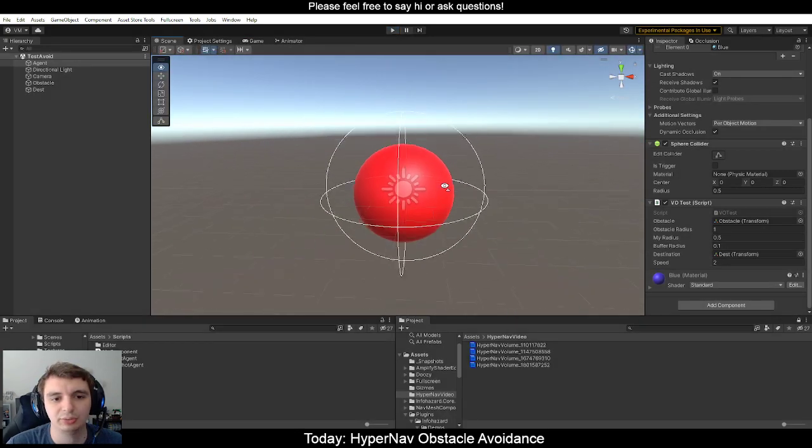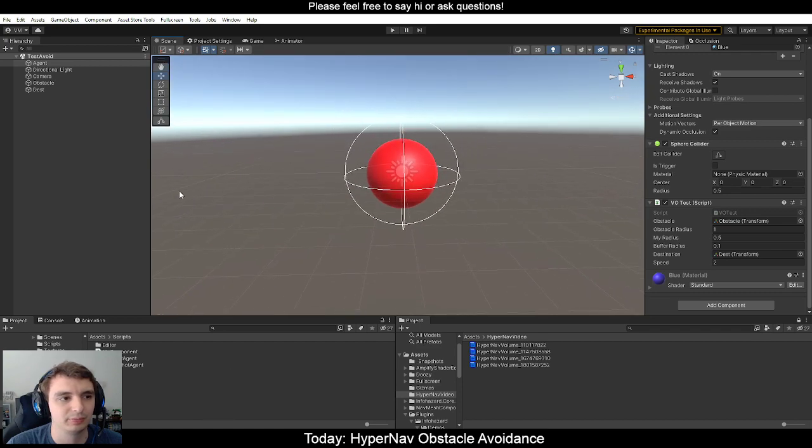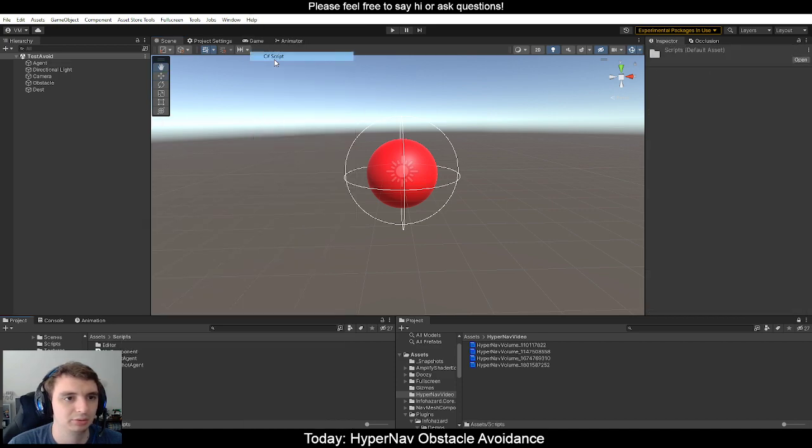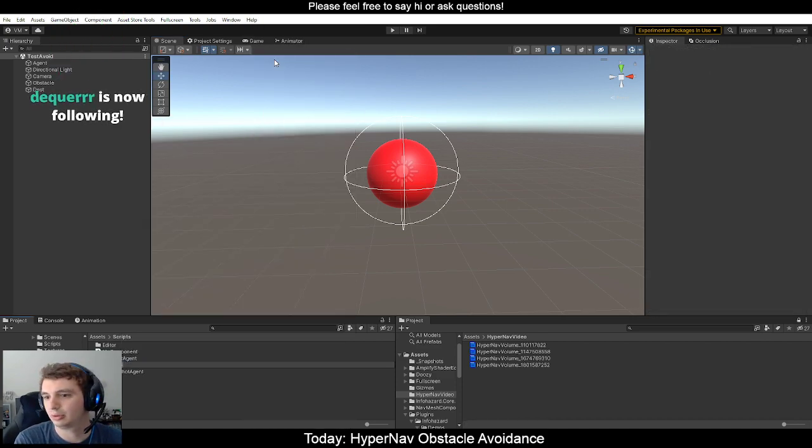But let's deal with the case where the obstacle is moving. So we're going to create a test obstacle.